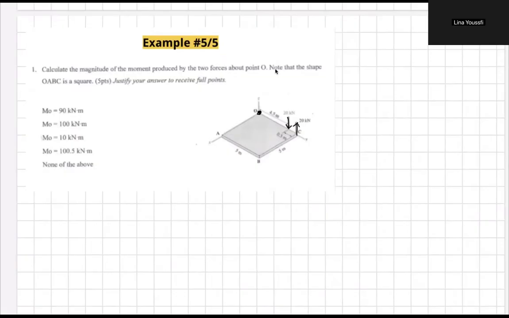The easy way to do that, since they are both on the y-axis, we know the perpendicular distance. So the moment about point O is equal to 4.5 times 20. And that is going to be in the negative direction. And then we've got 5 times 20 for our other force. And if you do that math, that just comes out to 10 kilonewton meters. Let me double check that. Yeah, that's going to come out to 10 kilonewton meters.